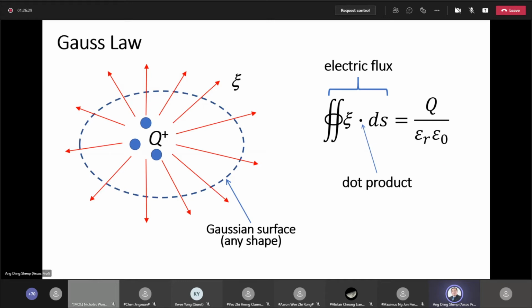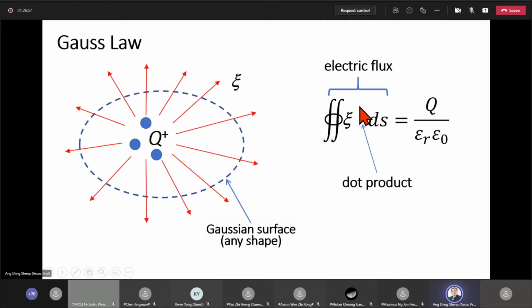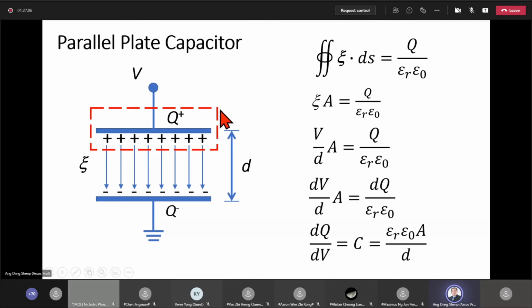It's very useful because if we know the charge, and if we can draw a Gaussian surface that helps us evaluate this integral, then we can easily find the electric field due to the presence of the charges, which is what I'm going to show you next for the parallel plate capacitor. All right. So let's apply Gauss law to the parallel plate capacitor. Now, Gauss law in principle works for any shape of the Gaussian surface. But of course, we do not want to make life difficult for ourselves. We will always choose the Gaussian surface that allows us to evaluate this integral most conveniently.